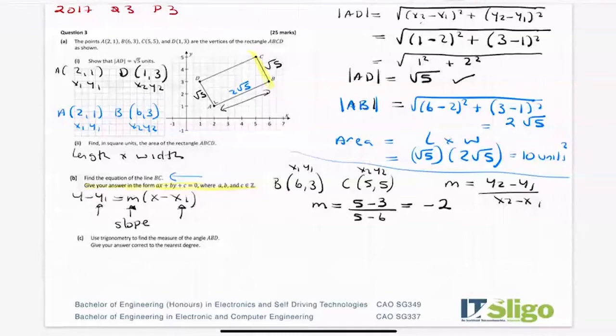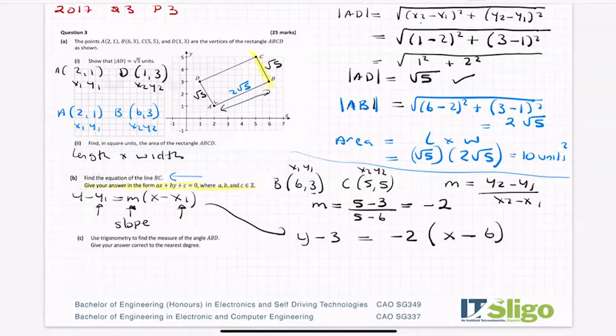For my x1, y1 point, I'm just going to use this one that I've called x1, y1. So I'm subbing it into here now. y minus y1 is equal to my slope times x minus x1. Just in algebra, get rid of the brackets by multiplying in, and then merge the two numbers. So plus 3 to both sides. y is equal to minus 2x plus 15. That's a perfectly acceptable answer.